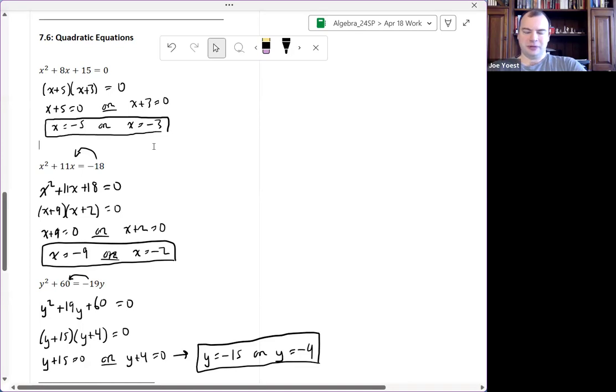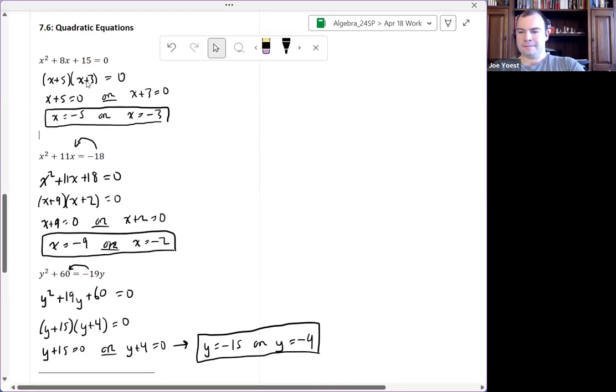Okay, it's just about 4 minutes. Let's look at these ones. So for x squared plus 8x plus 15 equals 0, we see everything is already on the left side, so we're ready to start factoring. We note that 5 times 3 is 15 and 5 plus 3 is 8. So this factors into x plus 5 times x plus 3 equals 0.